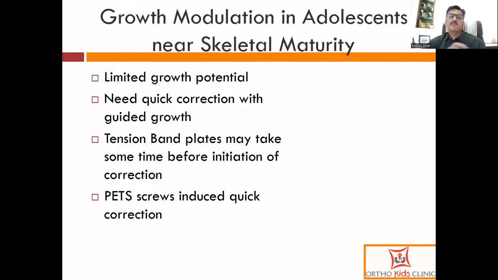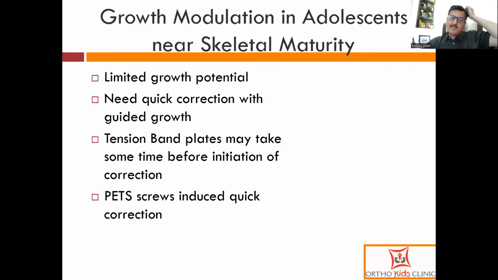Now, adolescents near skeletal maturity pose a separate problem. They have very limited growth potential. They actually need quick correction of the deformity. And we have seen that when we put these tension band plates or 8 plates, it takes some time before they start inducing correction. This is probably to give some tension on the screws. It takes a few months, and we want to bypass that time.